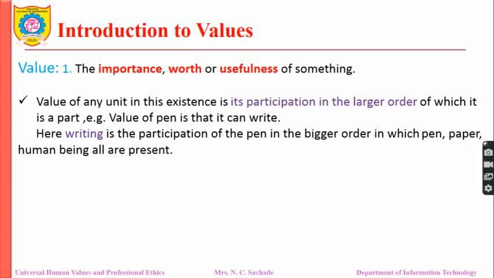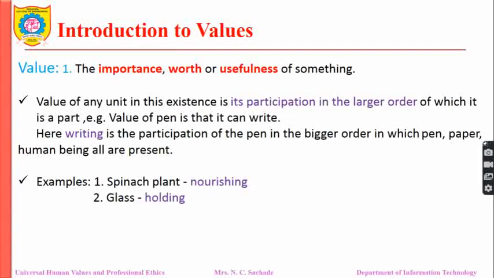Now, after understanding this definition, I started looking around and I thought, why not find out the value of a few objects? So we'll consider some examples. The very first example which I thought of was a spinach plant. It was there in front of me. So, what is its value? I understand nourishing is the participation of the spinach plant in the bigger order in which spinach plant, farm, soil, water, seed, human being who consume it, all are present.